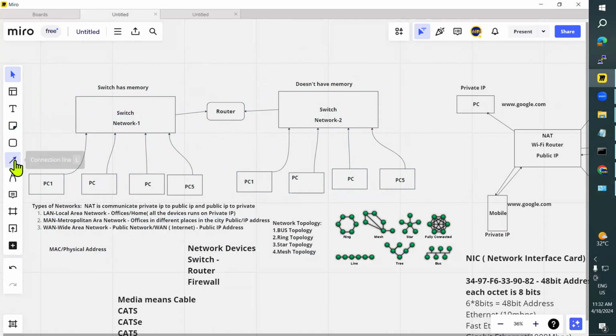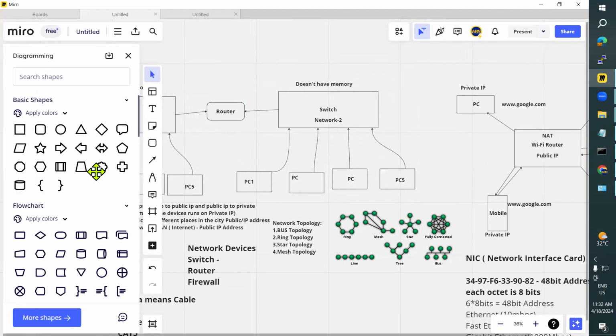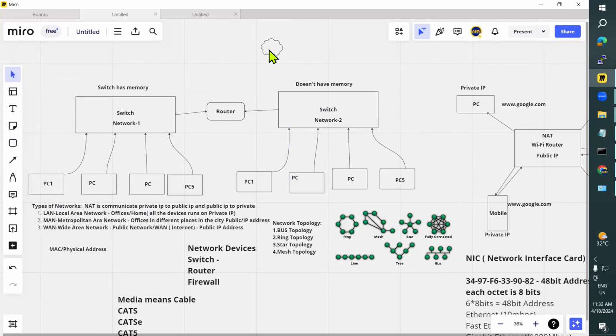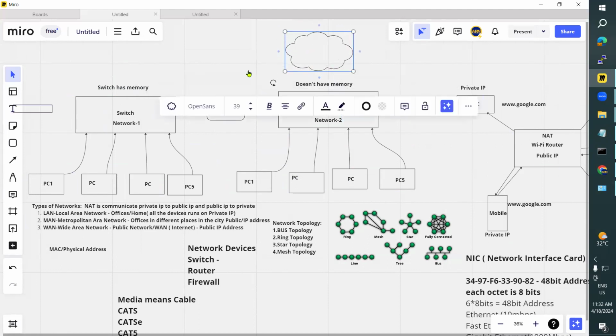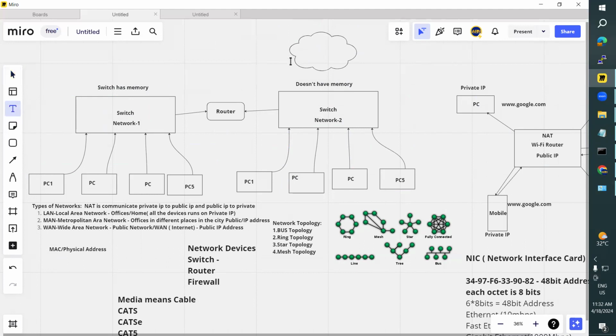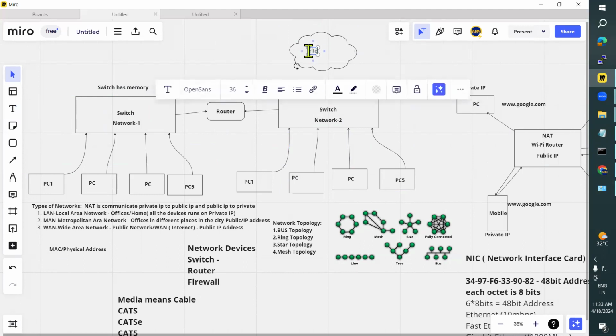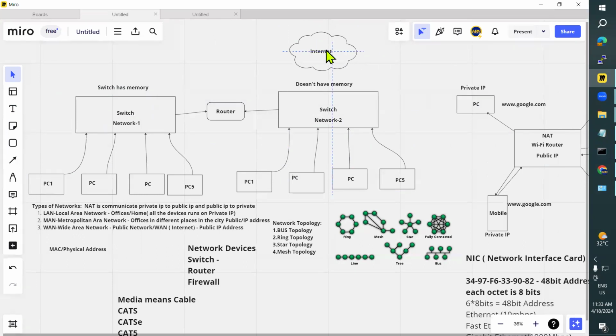So if I want to share the internet to both networks, to connect the internet we need the internet connection. So this is the internet.